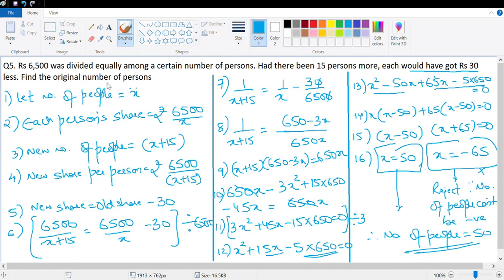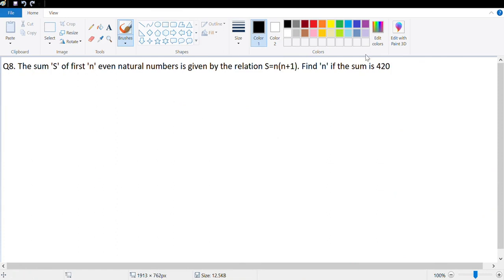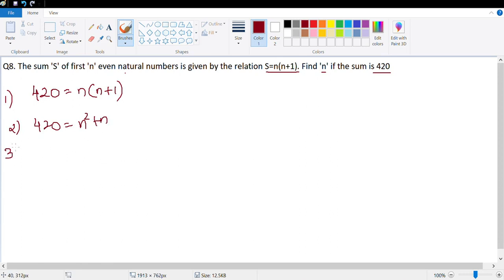The next one that we are doing is question number 8. Question number 8 says the sum S of first n even natural numbers is given by the relation S is equal to n times n plus 1. Find n if the sum is 420. So what we have is 420 is equal to n times n plus 1. Let's open the bracket. So we have 420 is equal to n square plus n. Let's bring everything on one side. So n square plus n minus 420 is equal to 0.